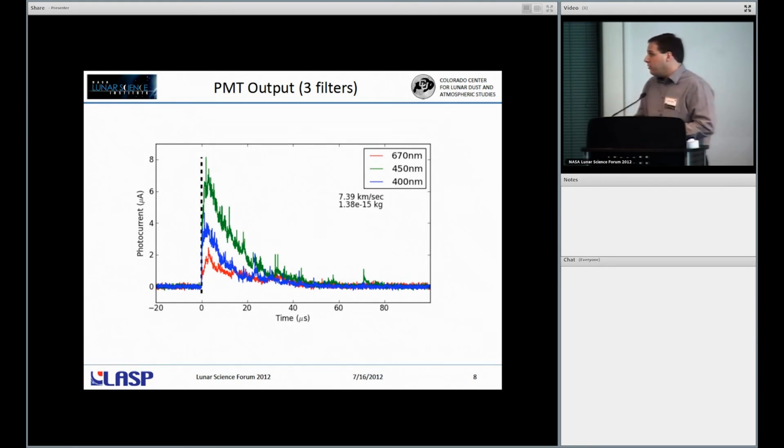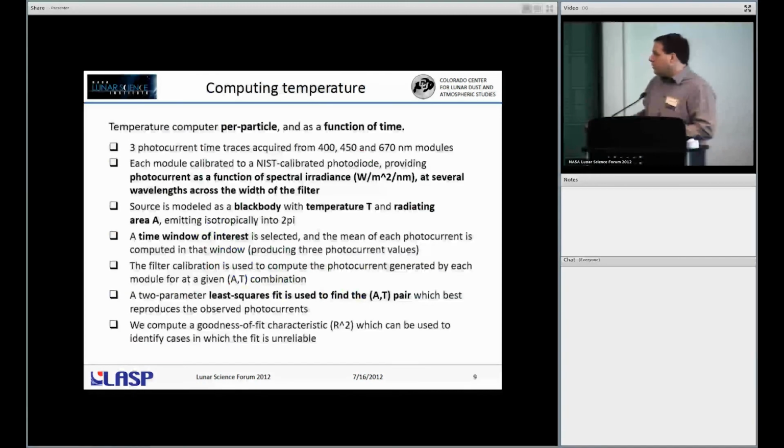This is a plot of the raw output from one light flash. The 3 traces here are light coming from each of these 3 photomultiplier tube modules, one at 400 nanometers, one at 450, and one at 670. You can see the characteristic time scale here for the light on each channel is about 20 or 30 microseconds until it goes away. This particle is 7 kilometers a second and, I'm not sure what radius this is, I believe about 500 nanometer radius.